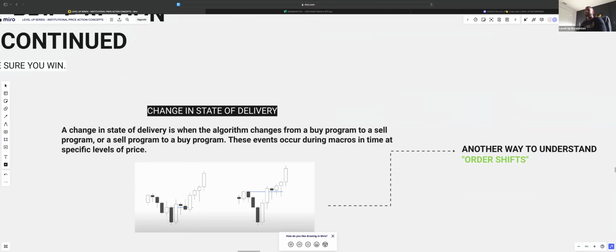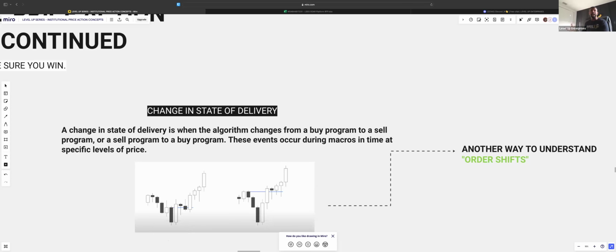A change in states of delivery is basically when the algorithm changes from a buy program to a sell program, or a sell program to a buy program. Basically bearish to bullish, bullish to bearish. They just like to use all this great terminology. These things happen during macro times.